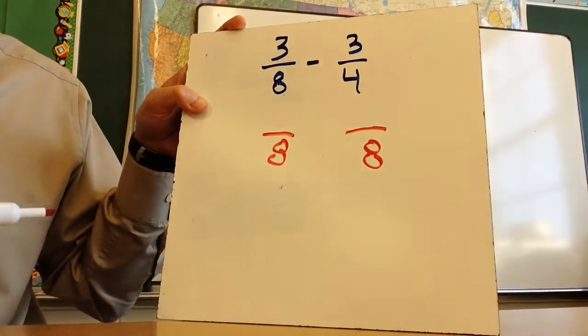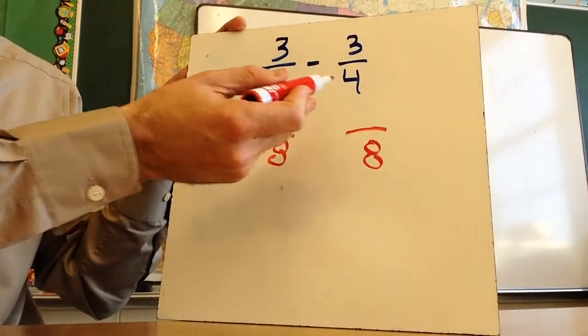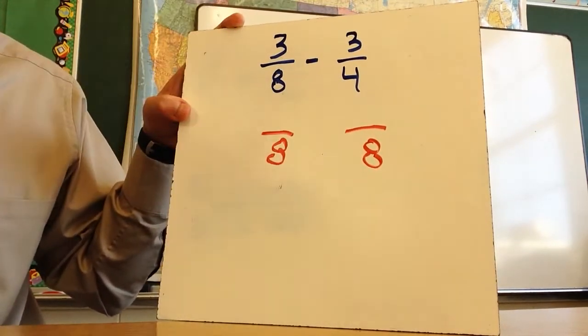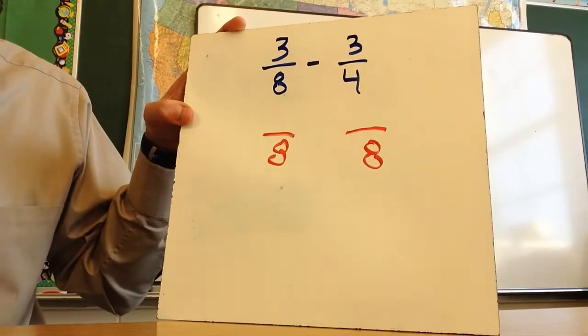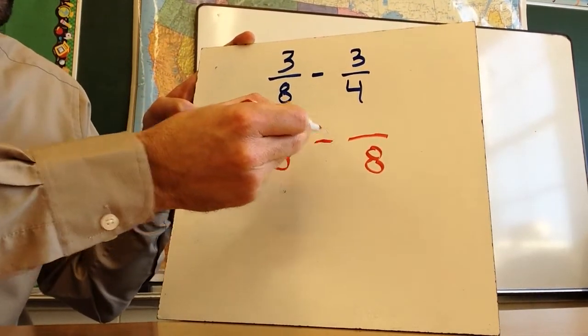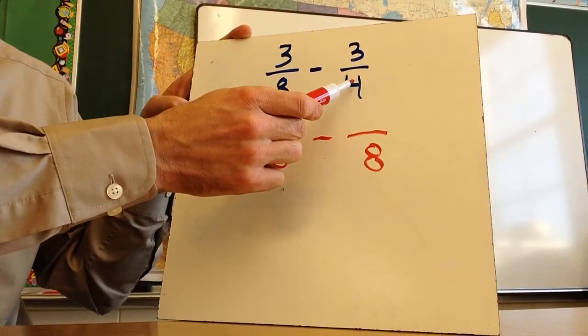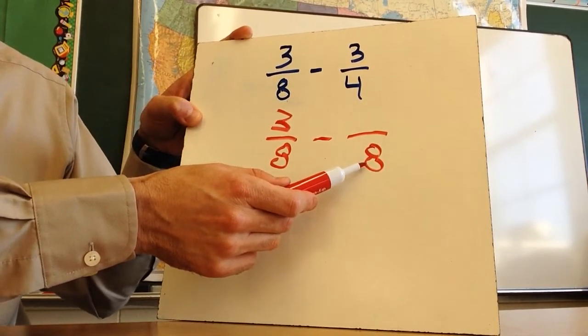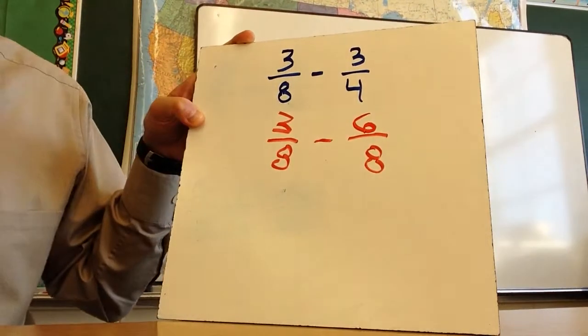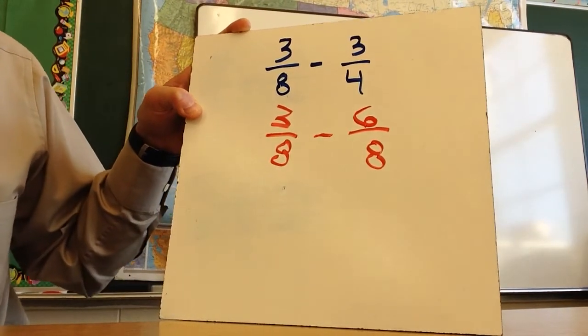So the advantage to using the 8, instead of multiplying the two of them together and getting 32, which also would work, is that if I multiply them together and get 32, I'm going to end up with larger numbers I'm going to have to reduce in the end. This is just going to stay the same. It's still going to be 3/8. Still a subtraction problem. To get from 4 to 8, I multiplied by 2. So I'm going to take 3 times 2, and that's 6. I'm going to get 6/8.